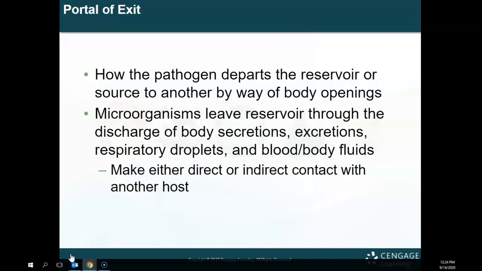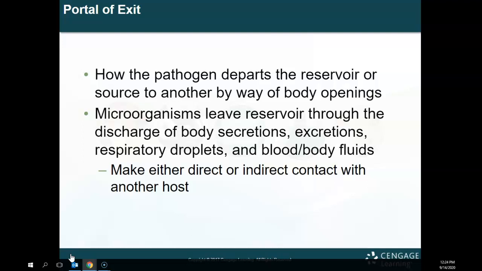Does anybody remember the terms that I used when we learned about direct contact and indirect contact? What were the other terms associated? It's in your notes. At least it should be. What are the other names for the direct contact and indirect contact? Jen. Fomite and exudate. Absolutely. Very good. So, either direct or indirect contact with another host.